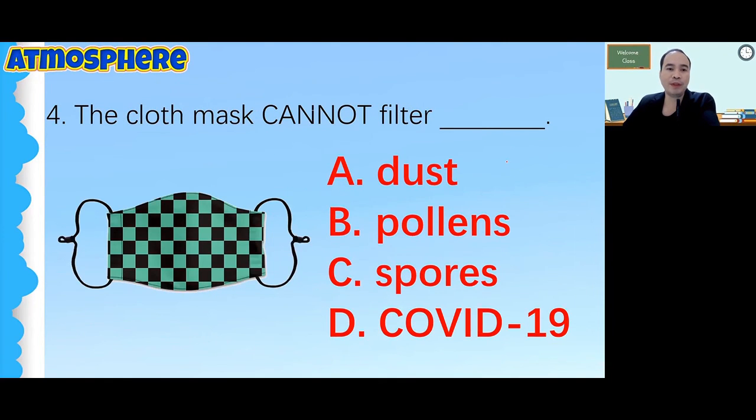And number 4. This is an example of a cloth mask. The cloth mask cannot filter A, dust, B, pollen, C, spores, D, COVID-19. A cloth mask has bigger holes than the size of COVID-19, so therefore, a cloth mask cannot filter COVID-19. So letter D is the correct answer.